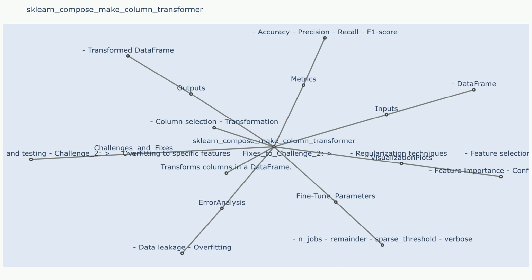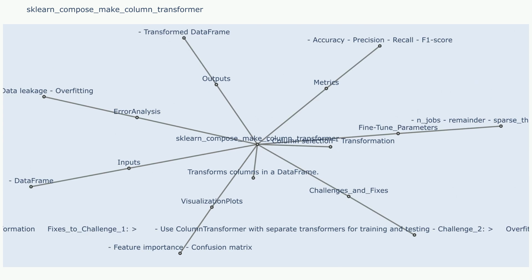Challenge 4: memory issues. Sample use case that resulted in challenge 4: you are working with a large dataset, and the column transformer consumes too much memory. Fixes to challenge 4: use techniques like data chunking to process the data in smaller batches or use alternative transformers that are memory efficient.